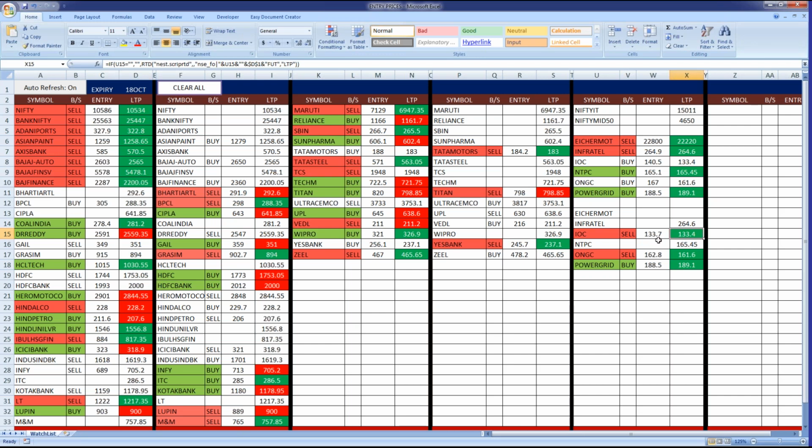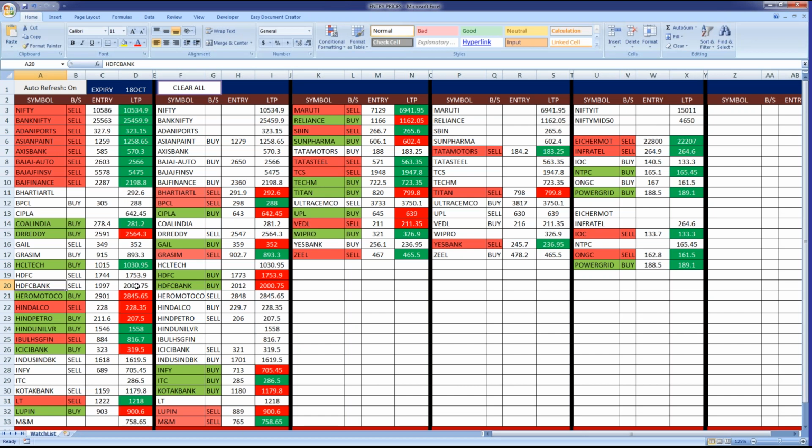And I have a call in HDFC Bank. The entry price for HDFC Bank is 1997. So what I do is I just type sell here. Sell is already there, 1993. I'll change it to 1997. So another 3 or 4 rupees down, your HDFC Bank will get triggered, and then you can start entering into that trade.